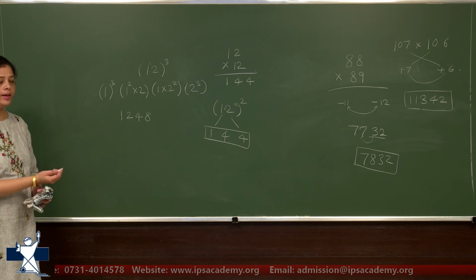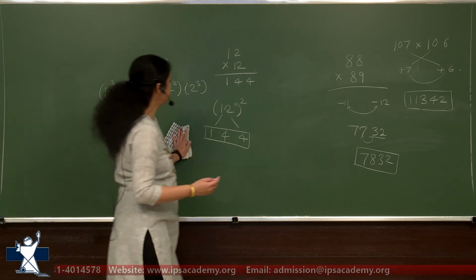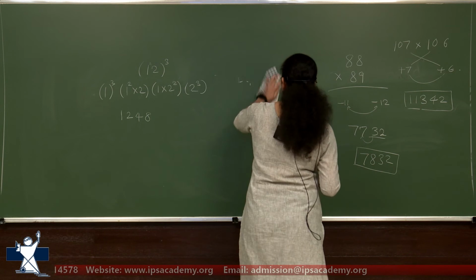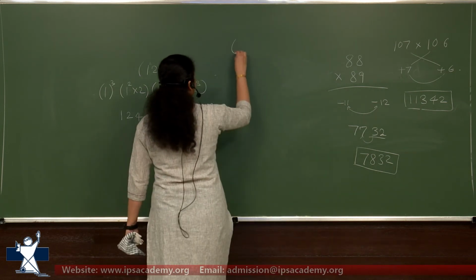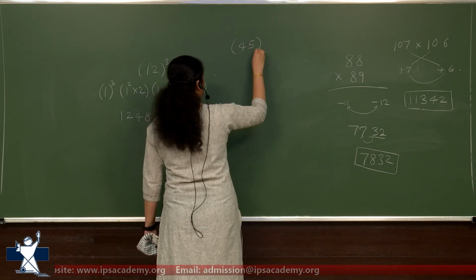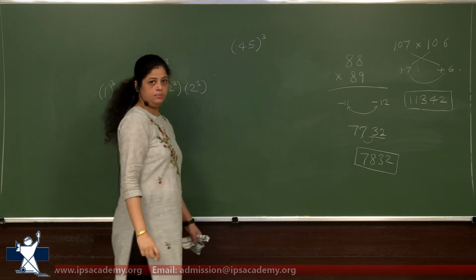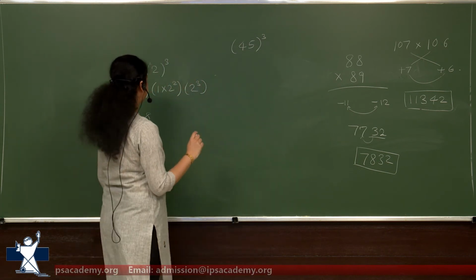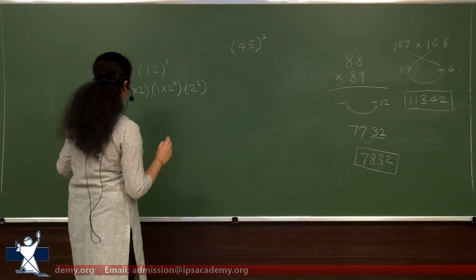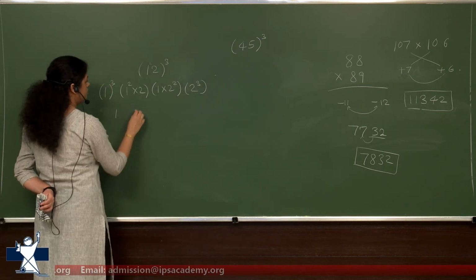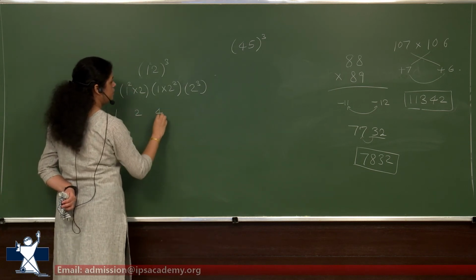Similarly, take any random number to find the cube. So for example, 45 cube. How do we do it? Oh wait, no, not 1248. Wait, 1, 2, 4, 8.